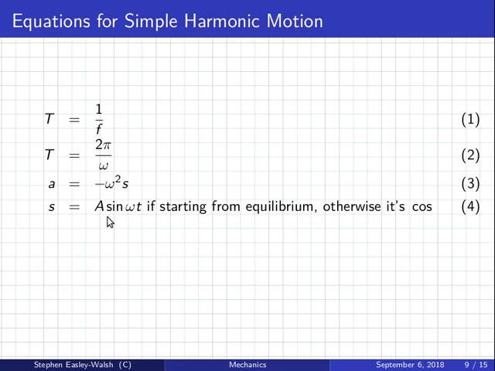S equals A sine omega t, if starting from equilibrium, otherwise it's cos. For example, if the motion begins here, then S is A sine omega t. Now, if the motion begins here, at the top, then it's A cos omega t. So you have two formulas dependent on where the motion begins.